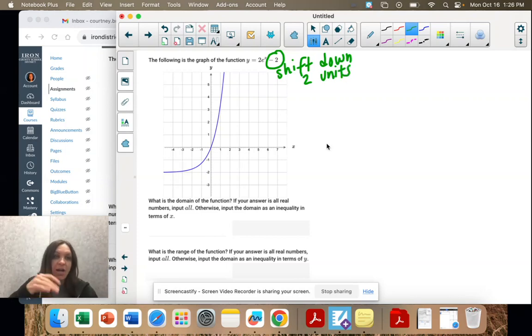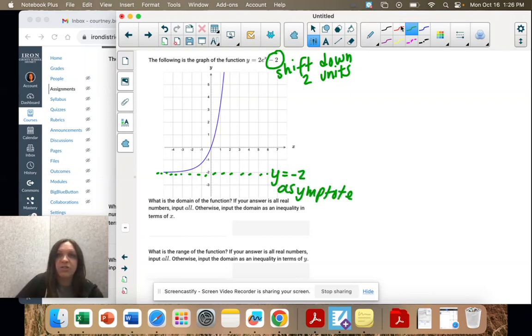So usually our asymptote on these functions is at y equals 0. But because of that minus 2, our asymptote is at y equals negative 2. And that's going to affect our range.